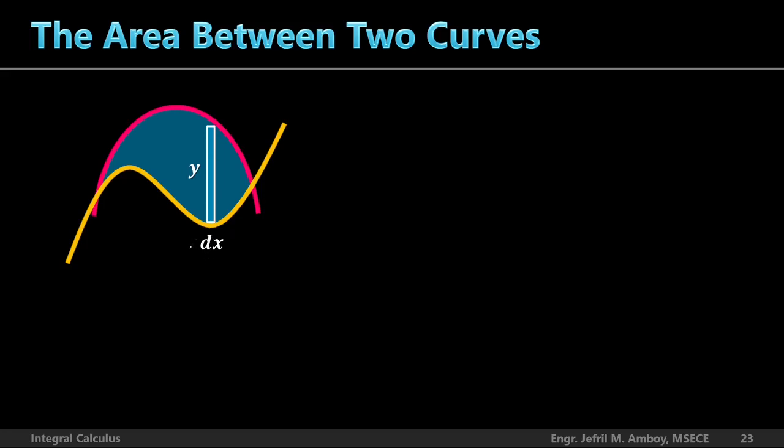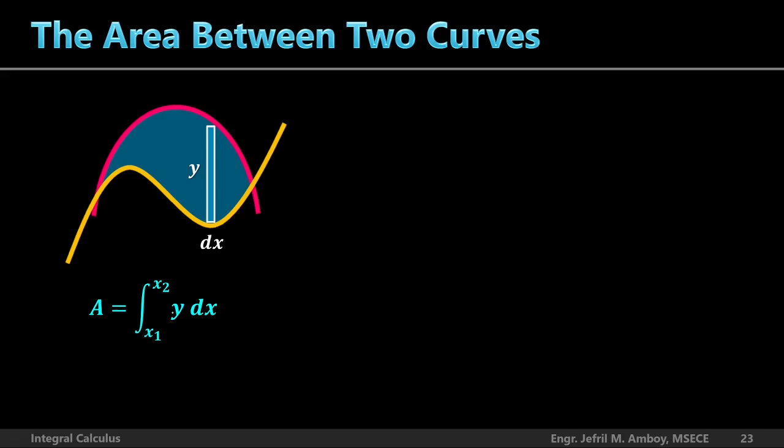Now if we want to get the total area that is shaded here and is bounded by these two curves, we need to integrate that y dx. Okay? So here is the formula for finding the area. Area is equal to the integral of y dx, and we will integrate it from x1 to x2.